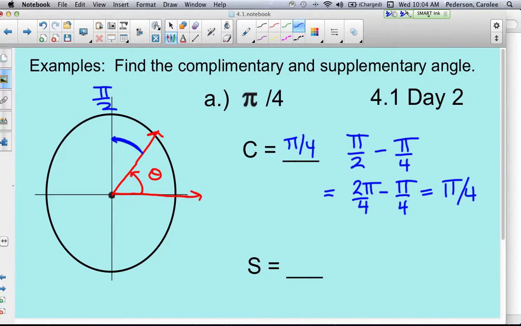Now let's talk about the supplement. Supplement we want to add to pi. So now here's pi over here. I need to figure out what is that distance. How much angle measure is that? 3/4 of a pi, yes. And again, they're not all going to be this nice.